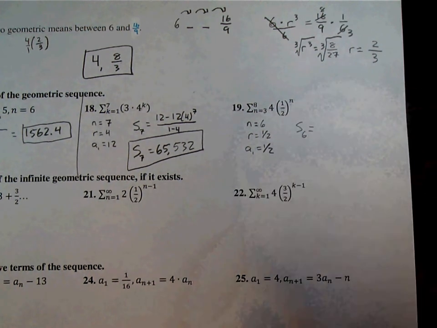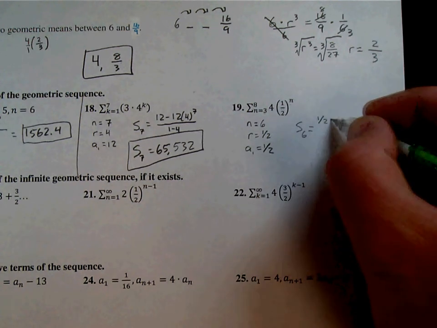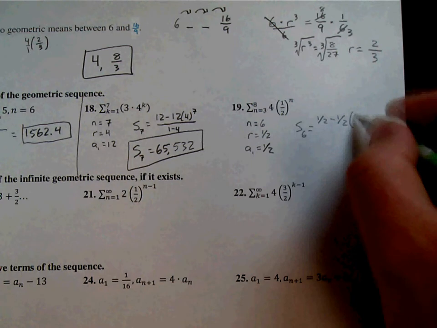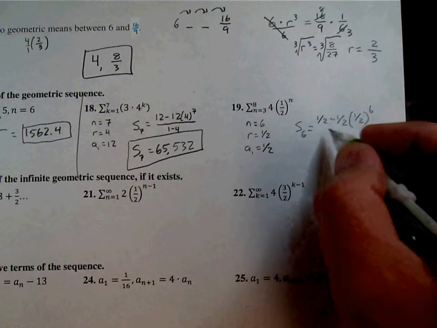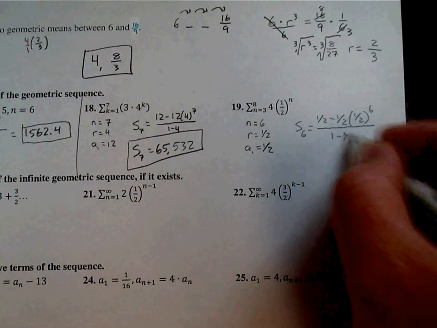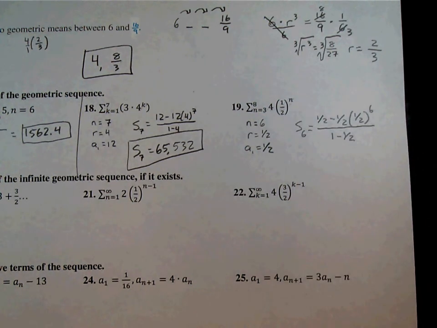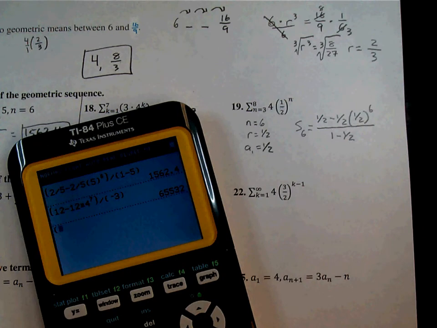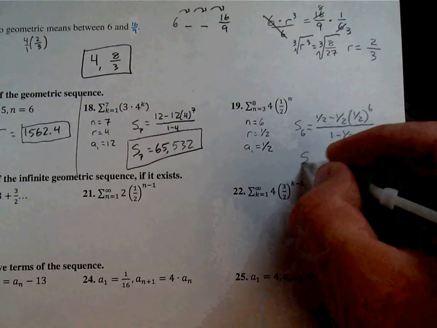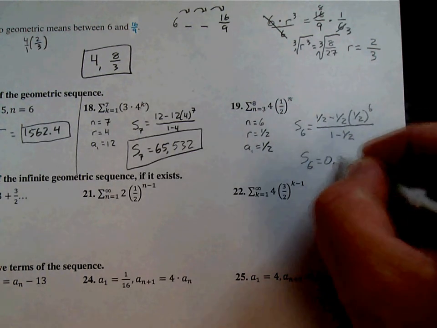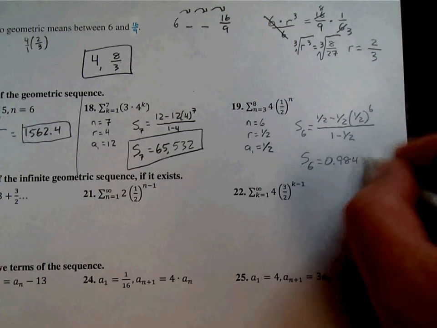So the sum of these 6 terms is 1/2, the first term, minus the first term again, times r, which is another 1/2, to the power of n, which is 6, over 1 minus r, which is 1 minus 1/2. So lots of 1/2s here. So 1/2 minus 1/2 times 1/2 to the power of 6, done with the numerator, divide by 1 minus 1/2. So as a decimal, we saw that that was 0.984375.